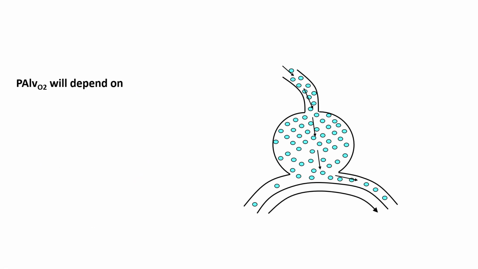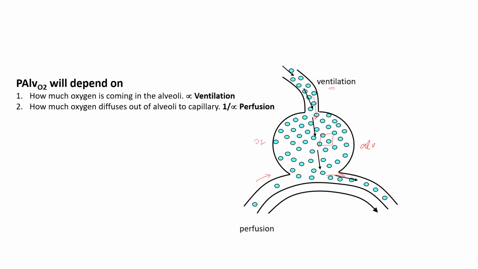So let's understand the VQ ratio in a more intuitive way. We have an alveoli and we have a blood flow through the alveoli, and these blue dots represent oxygen molecules. So the concentration of oxygen in the alveoli will depend upon how quickly the oxygen is replenished from outside, and it also depends upon how quickly the oxygen is washed out of these alveoli through the capillaries. So you can already see that the alveolar concentration of oxygen will be directly proportional to the ventilation, and it will be inversely proportional to the perfusion because it is removing the oxygen away.